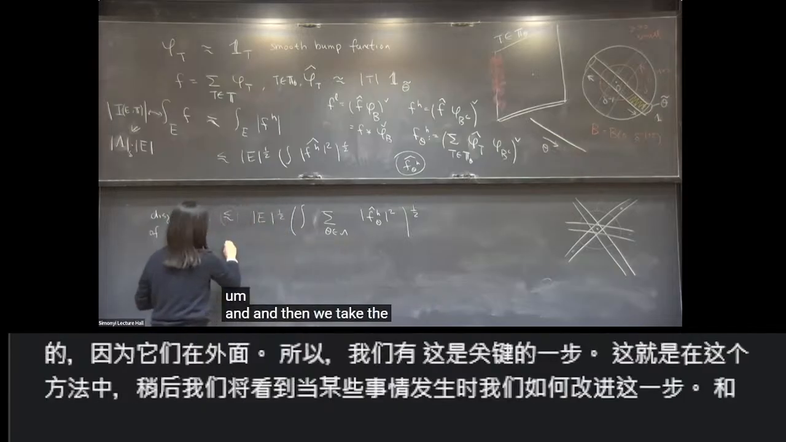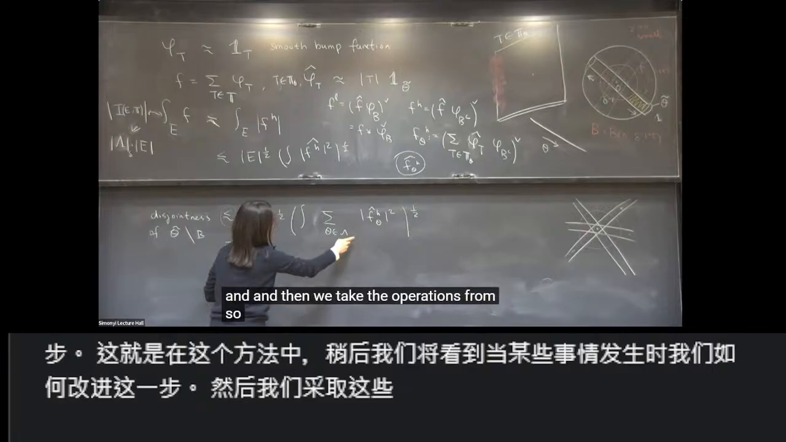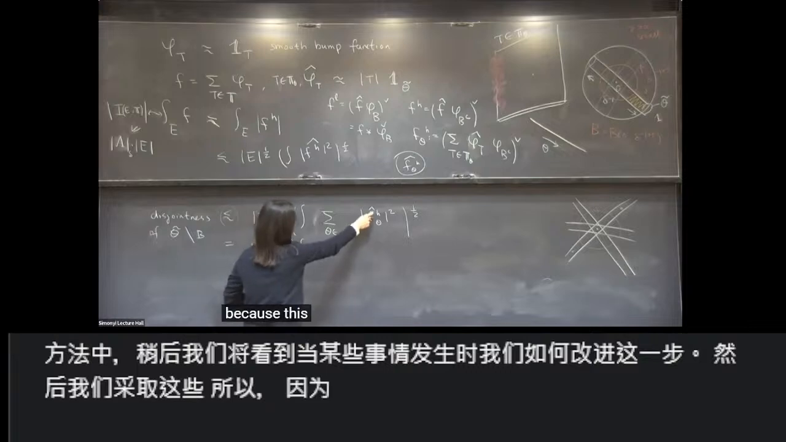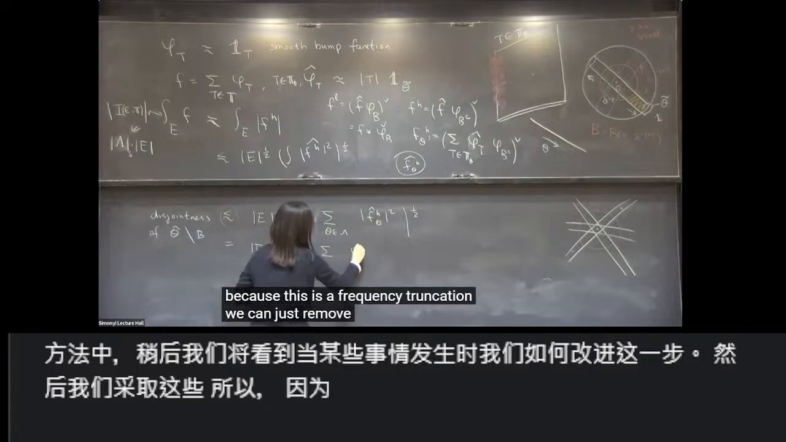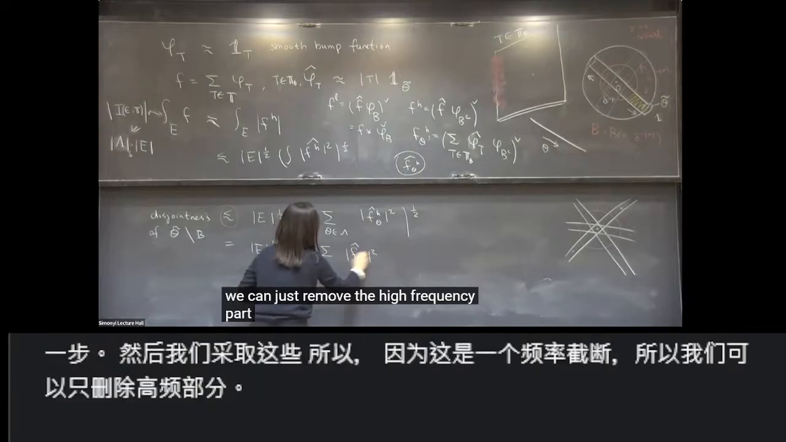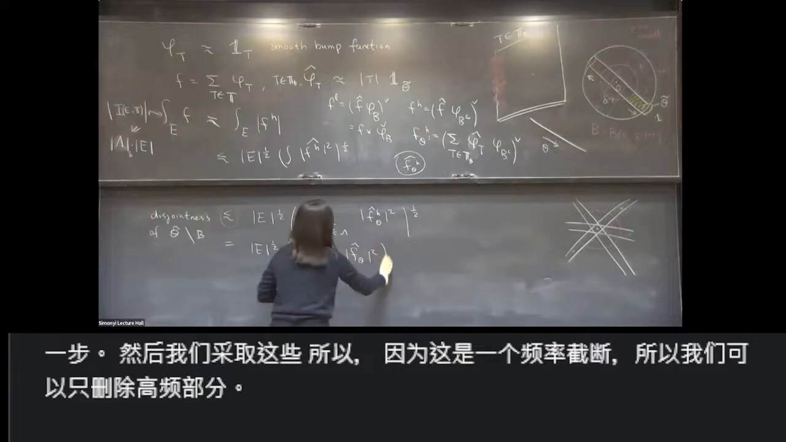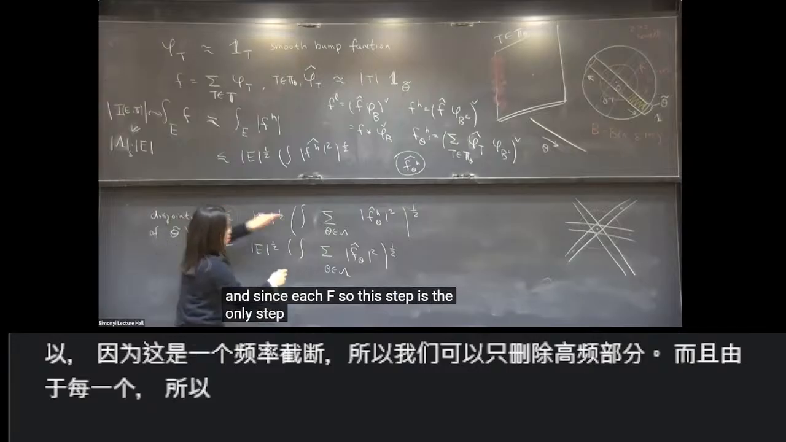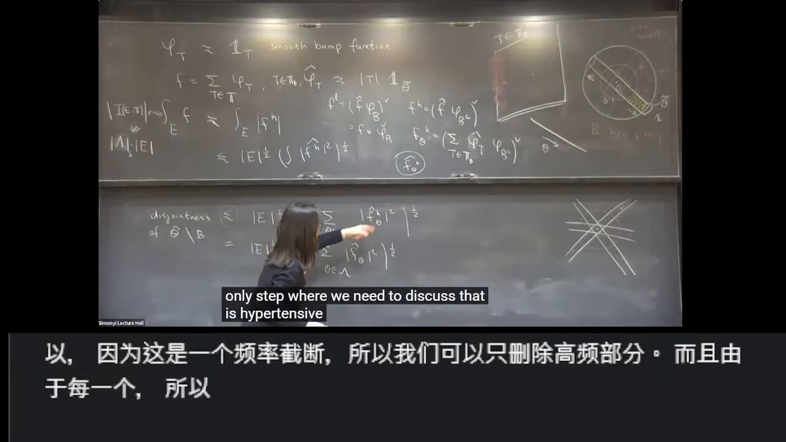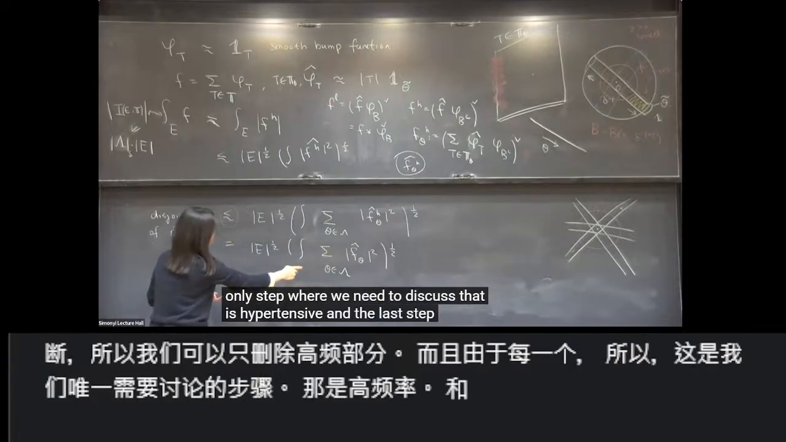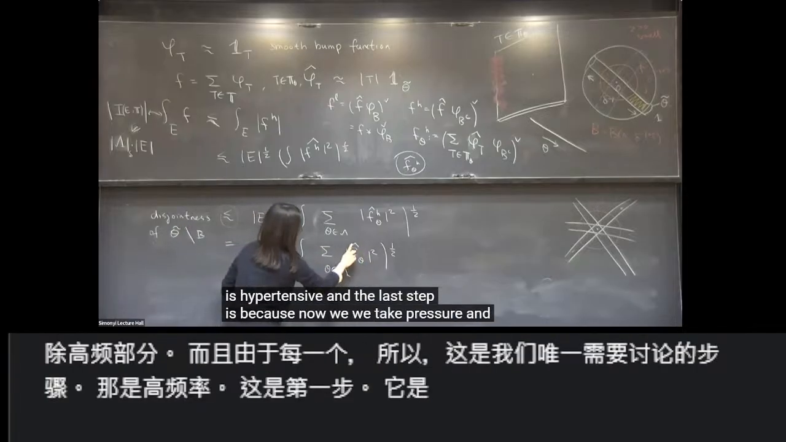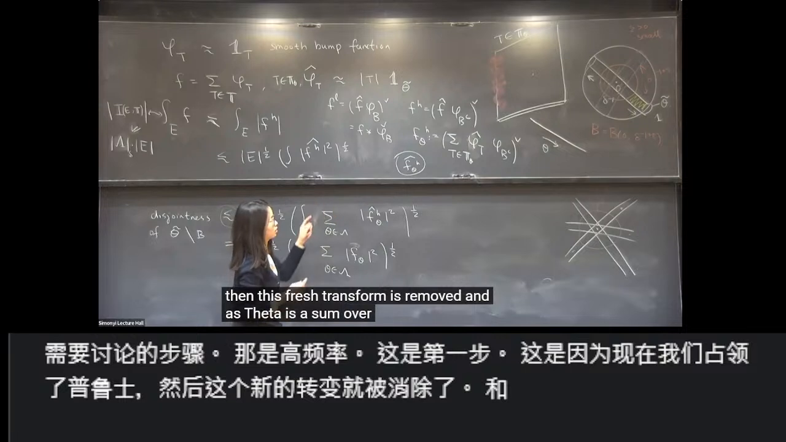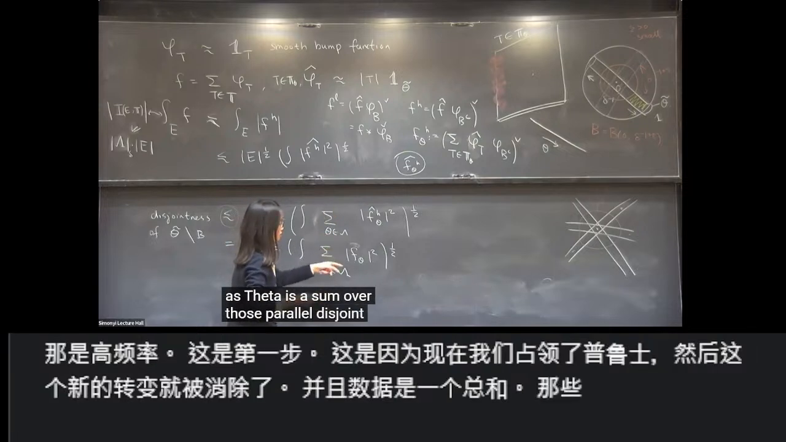And then we take the Fourier transform. So now, because this is a frequency truncation, we can just remove the high frequency part. And since each f, this step is the only step where we need to discuss that it's high frequency. And the last step, because then we take partial and then this Fourier transform is removed. And f theta is a sum over those parallel disjoint slabs.